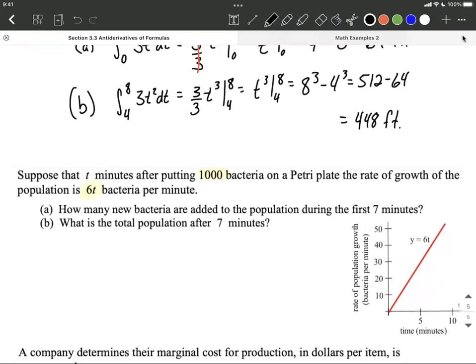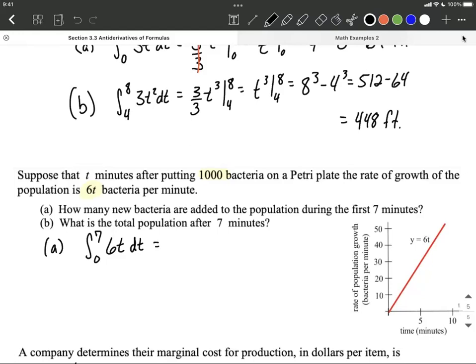On the first one, how many new bacteria are added to the population during the first 7 minutes? On part A, we're trying to find out in the first 7 minutes, how far did this change? So that's going from minute 0 to minute 7. Our function that modeled the rate of change was 6t, and we're going to include a dt at the end here because t is our variable.